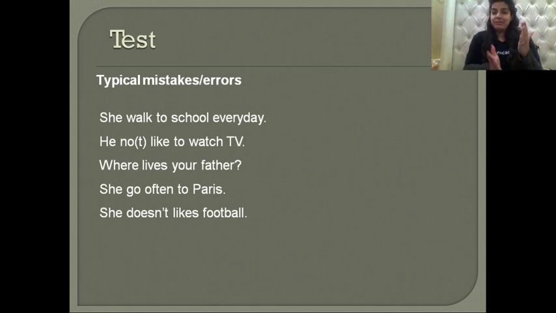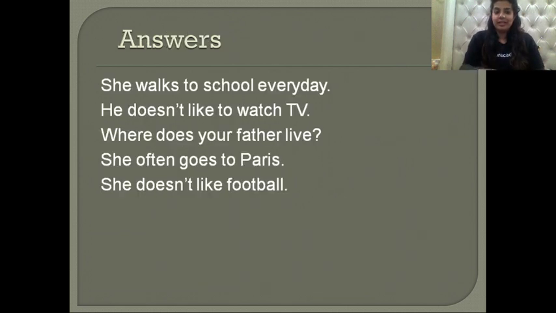So we can identify the typical errors and we can come to the conclusion of the answers. The answers are: she walks to school every day. He does not like to watch TV. We have not used he doesn't likes because does already contains an s. So we say he does not like to watch TV. Where does your father live? She often goes to Paris. She does not like football. So these were simple present tense with examples.